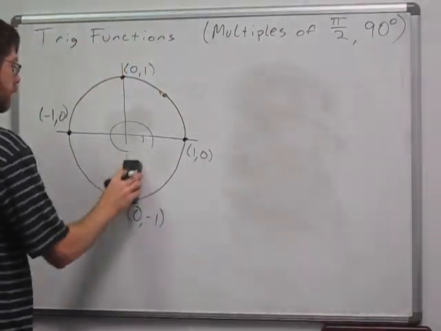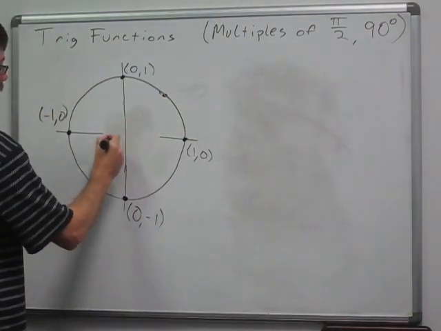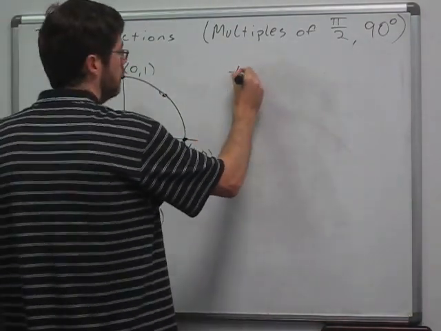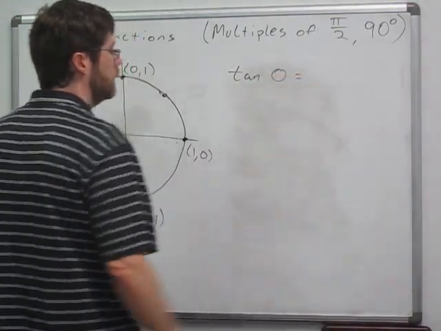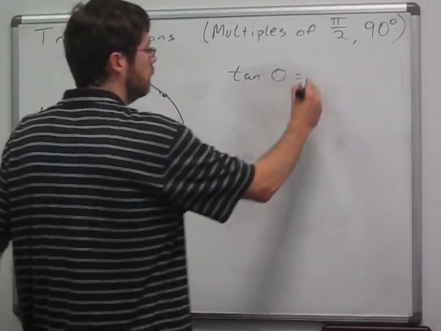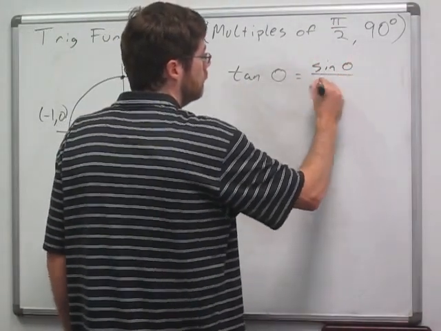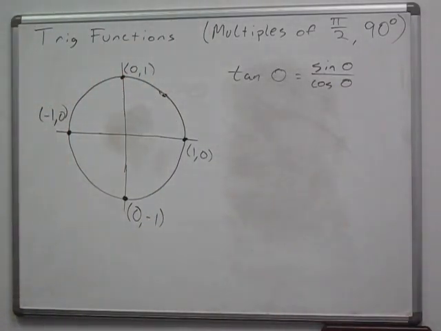So let's look at the functions that are not sine and cosine. Say we evaluate tangent of 0. When we use the circle, it's easiest, I think, to think of tangent, secant, cosecant, and cotangent in terms of the sine and the cosine. Tangent of 0 is the sine of 0 over cosine 0. Right? That's an identity that we have.